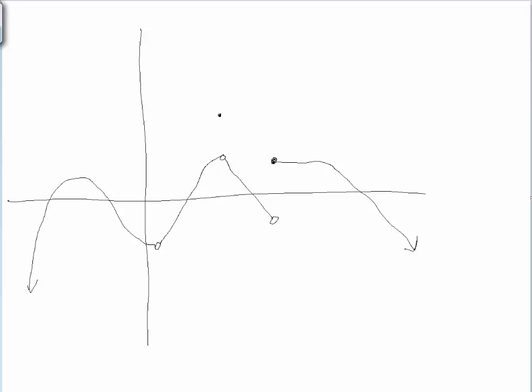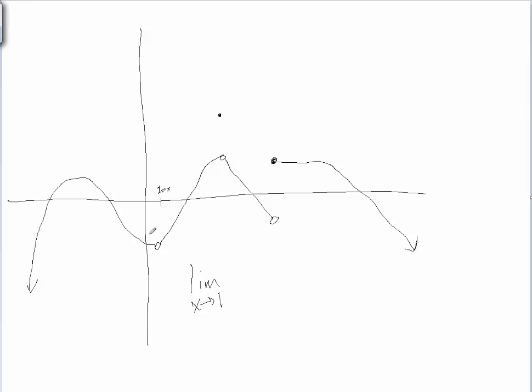Now, as far as limits go, let's say we've got the point here, let's say x equals 1. If I want to find the limit as x goes to 1, I don't care what happens at 1. I only care what happens as I get closer and closer to 1.